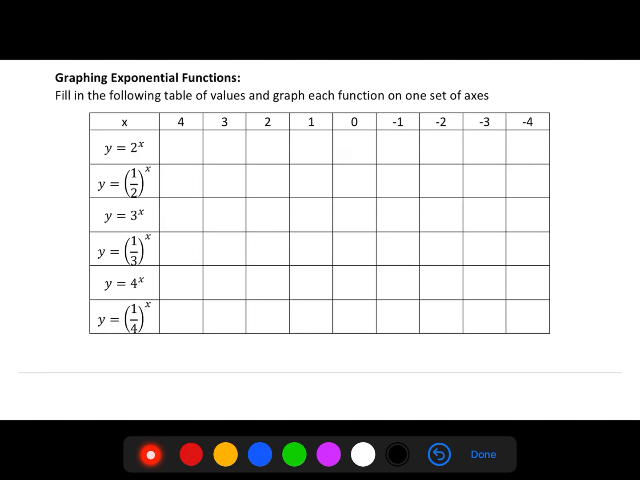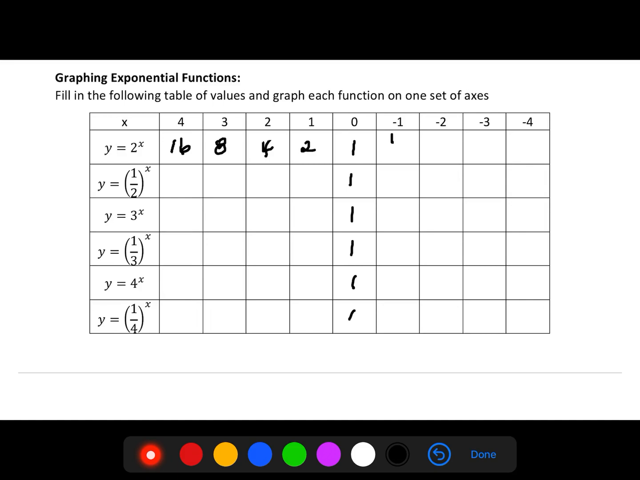If we have 2 to the power of 4, we are going to have 2 times 2 times 2 times 2, which means we have 16. 2 to the power of 3 is 8. 2 squared is 4. 2 to the 1 is 2. 2 to the 0 is 1, which we know is going to be the case for all of these functions. We can fill that one in pretty quickly.